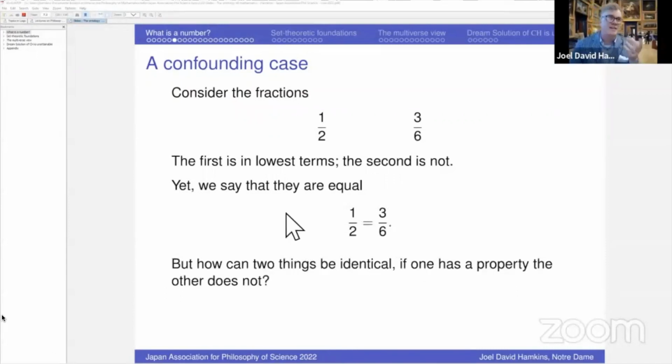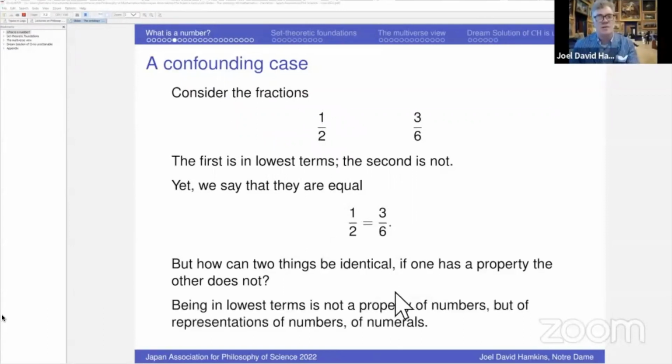Right. So again, this is confusing the number with the numeral. The number isn't in lowest terms. It's the numeral, the representation of the number, which is in lowest terms. This number is the same as this number. They're identical. And so being in lowest terms is not a property of the number.